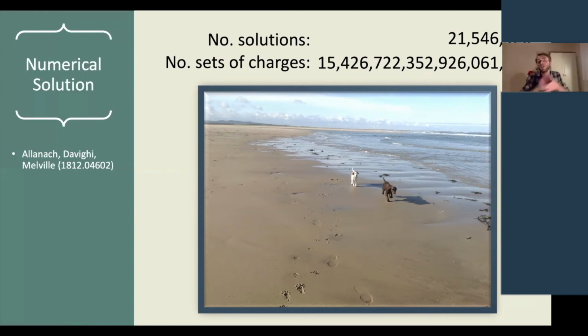And out of those charges, they found 21 million of them to be solutions. To put those two big numbers into perspective, if every grain of sand on this beach was a set of charges, then about one of them would be a solution. So that's how sparse these solutions are compared to the charges in general.